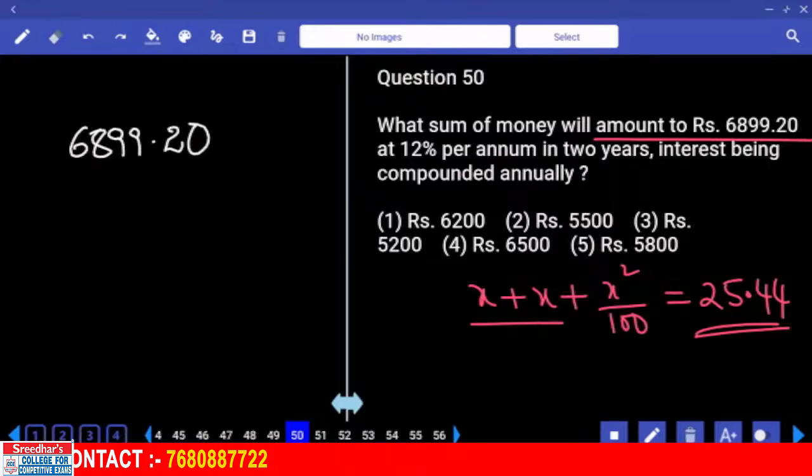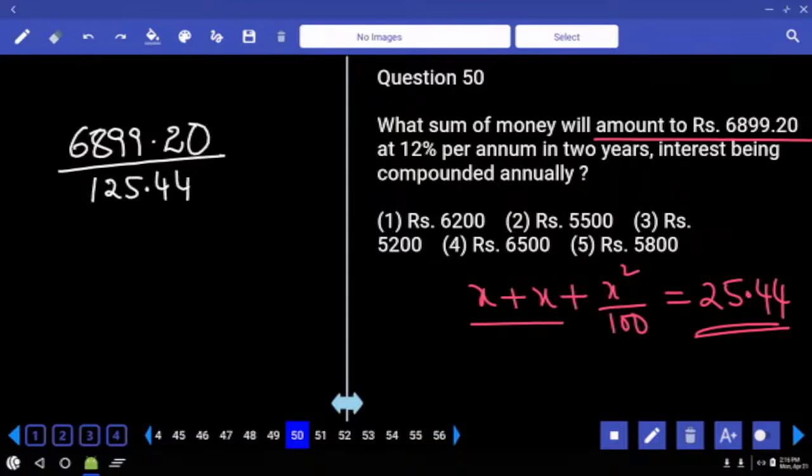6,899.20 is the amount received, which in terms of percentage is 125.44, because 25.44 is interest. This is the 1% value. But we were asked to calculate the principal sum, which is 100% into 100. This calculation you have to do. Though it looks like a single line answer, simplification takes time. I don't recommend this one.